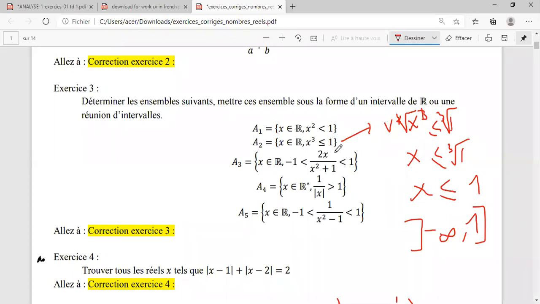So, do you have any questions for this part, A2? Can you kindly explain how the negative infinity is coming about? Okay, so here we have x less than or equal to the cube root of 1, which is just going to be equal to 1.